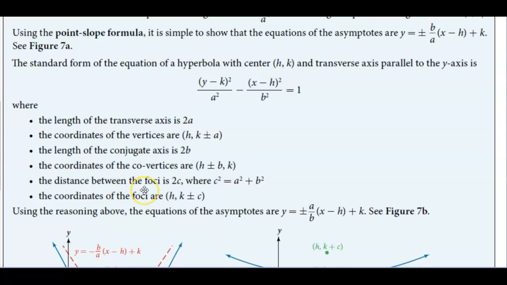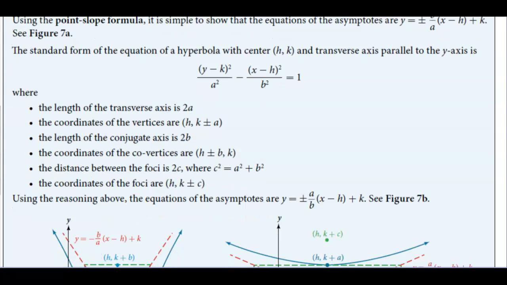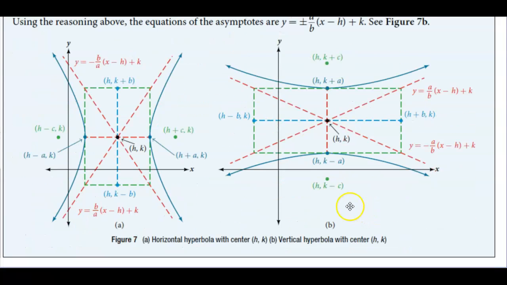The distance between the foci is 2c, where c squared is equal to a squared plus b squared. And the coordinates of the foci are (h, k plus or minus c). Now using the reasoning above, the equations of the asymptotes are y is equal to plus or minus a over b times (x minus h) plus k. And then in part A, you can see the horizontal hyperbola, which is centered at (h, k). And then part B, the vertical hyperbola, which is centered at (h, k).